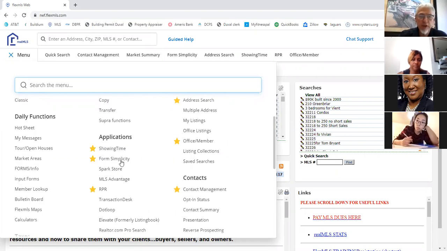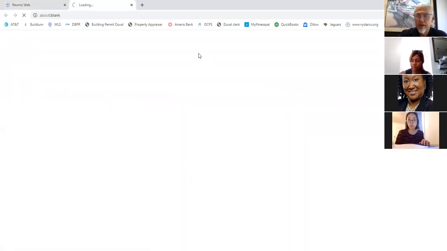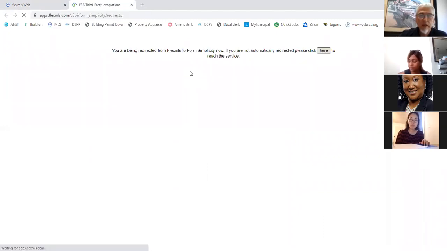Okay, Form Simplicity, that's where we're going. If you put the gold star there, that's going to put it up here at the top. So I'm going to click on my Form Simplicity here, and I'm going to admit. Here we go. And it's going to take me out to Form Simplicity.